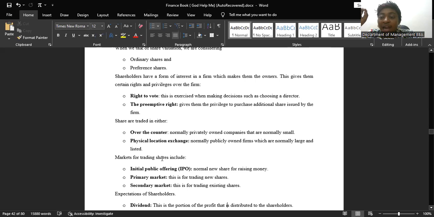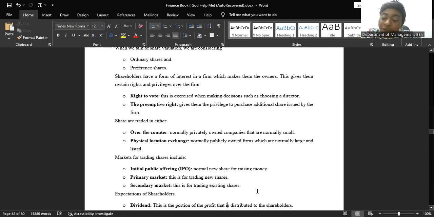Shares can be traded in a financial market. Raising new shares is done through an initial public offering. We have the primary market for trading new shares, and the secondary market for trading existing shares. For example, if I own shares and want to sell them, I am going to the secondary market.